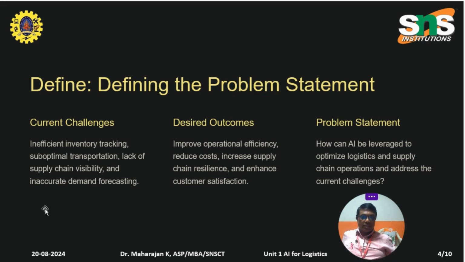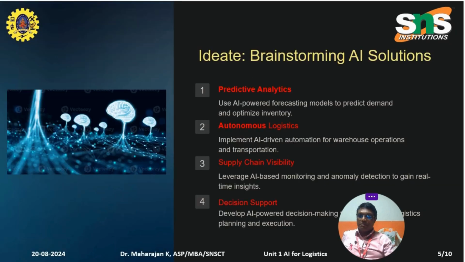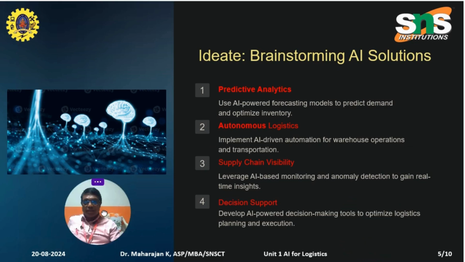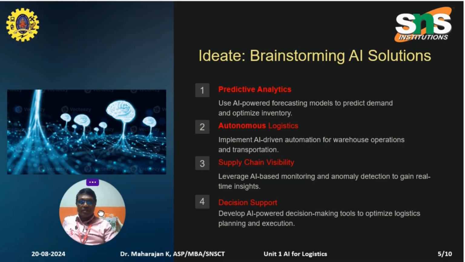So for the problem statement, because we are interested in applying artificial intelligence in logistics, how can AI be leveraged to optimize logistics and supply chain? That is our focus here. Next, ideate. We need to brainstorm and find out what we can do. We can use predictive analytics. In this case, we can brainstorm with the artificial intelligence systems. Predictive analytics, autonomous logistics like machines handling our warehouse operations, and supply chain visibility, which we already spoke about. And decision support: how AI helps us make better decisions. That is the focus here.